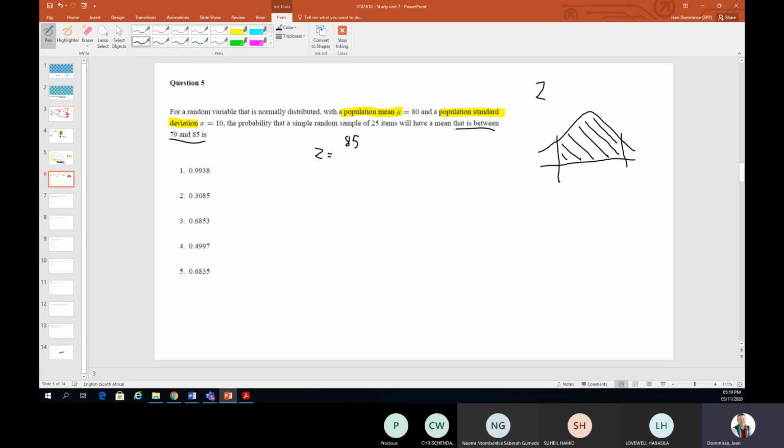Z is 85 minus the mean of 80, divided by the standard deviation of 10 divided by the square root of 25. So we have 5 divided by 10 divided by 5. So the one Z is going to be 2.5.